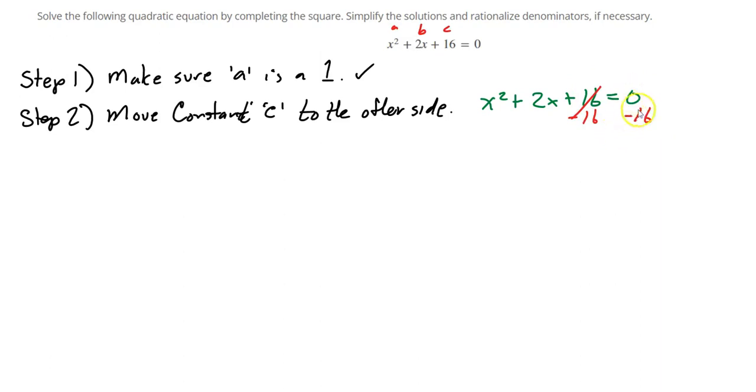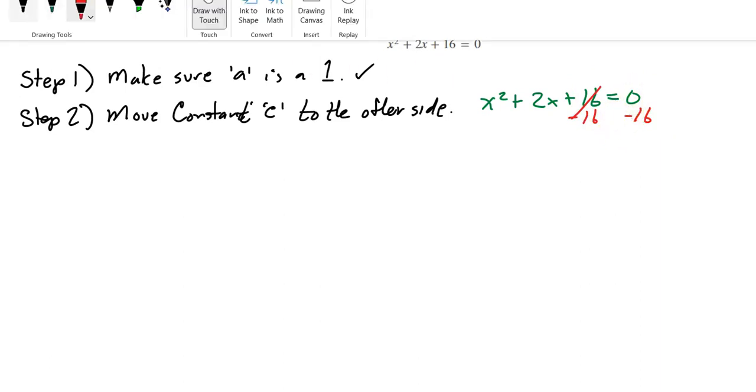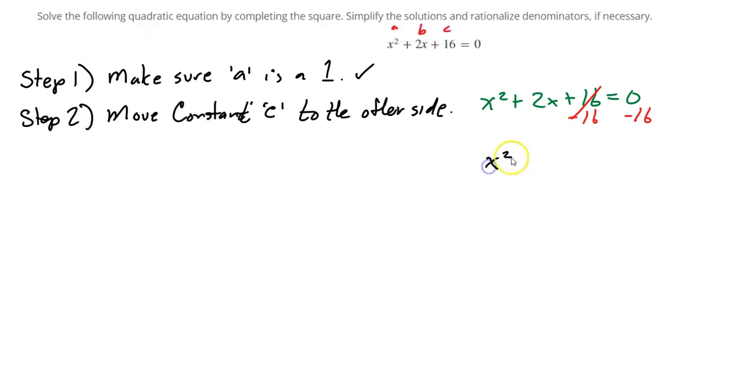Here it is going to cancel out, and we're going to be left with a new equation that looks like this: x squared plus 2x equals negative 16. So far so good. Here's the part that's going to get just a little bit weird. Step 3. We're going to divide b by 2.